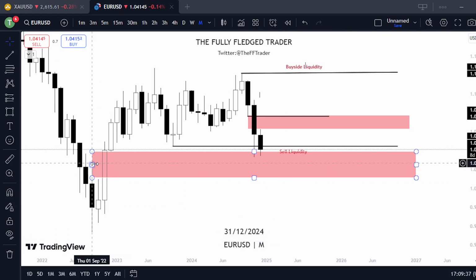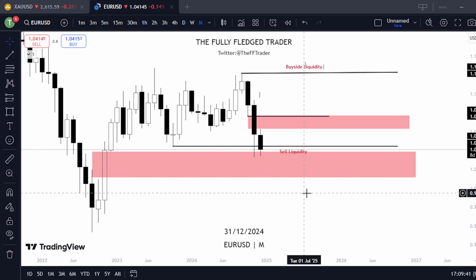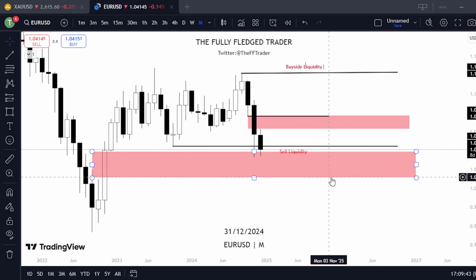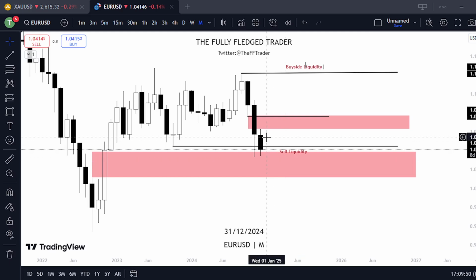So there is this inefficiency. Inefficiencies below price act like support, they support price up. Inefficiencies above price act like resistance, so they'll push price lower.